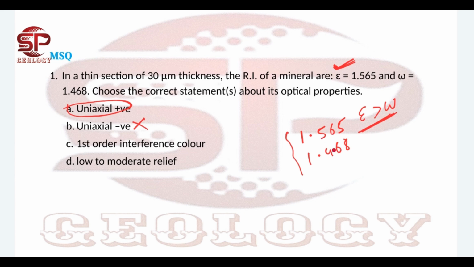So it has low to moderate relief. We will calculate the retardation or the birefringence here. 0.097 is the birefringence, which is indicating low to moderate relief. So A will be the answer and D. A and D. First order interference color will have low interference color, low relief you can say. So the answer will be A and D.